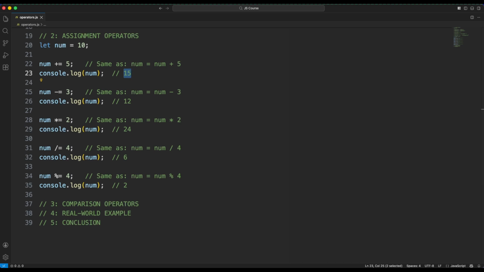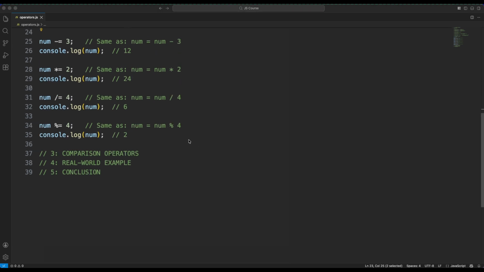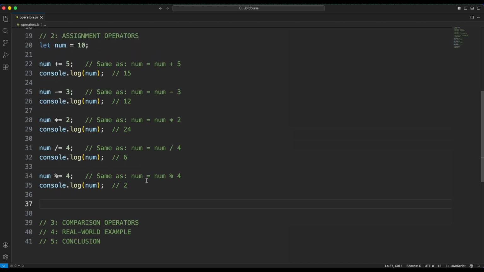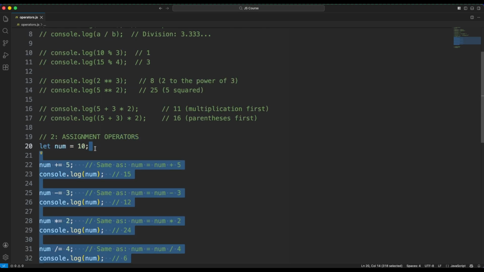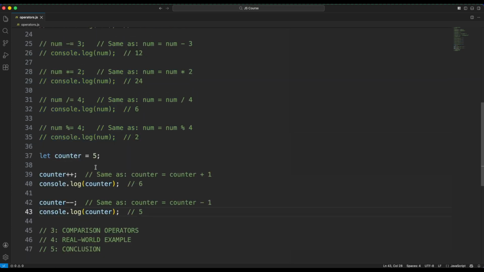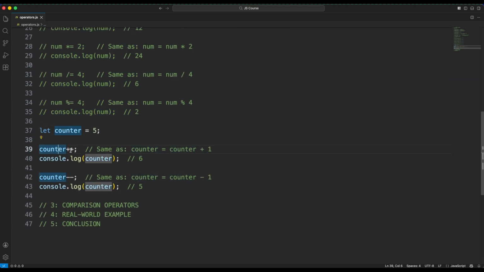We also have increment and decrement operators, which are a special shortcut for adding or subtracting one. Okay, let me show you. Before showing you, I'll comment it. This is counter plus plus. Counter plus plus means counter plus 1, I mean increment. And this is the decrement.